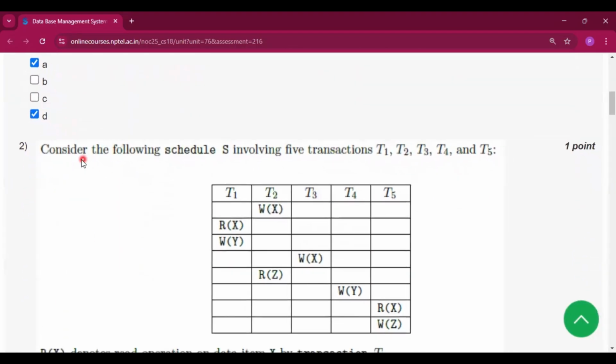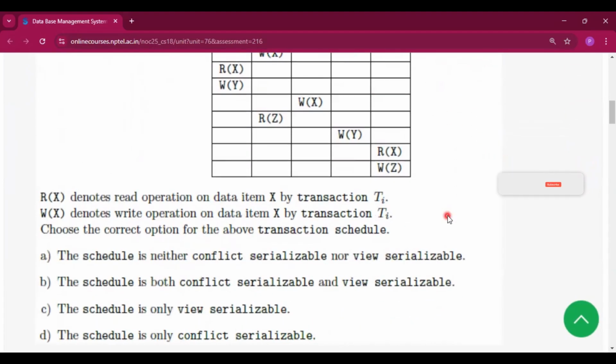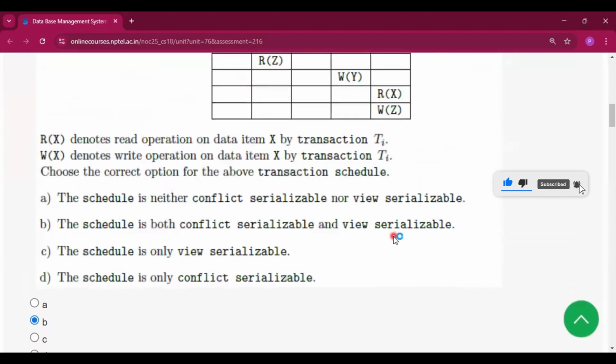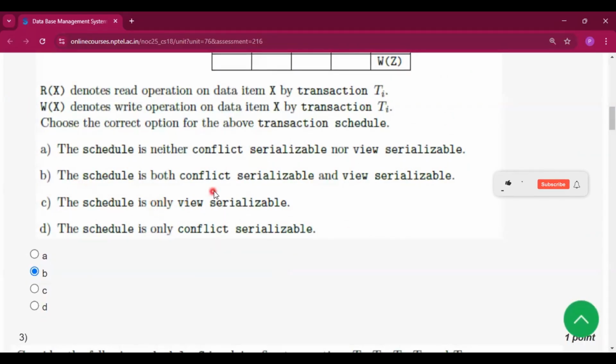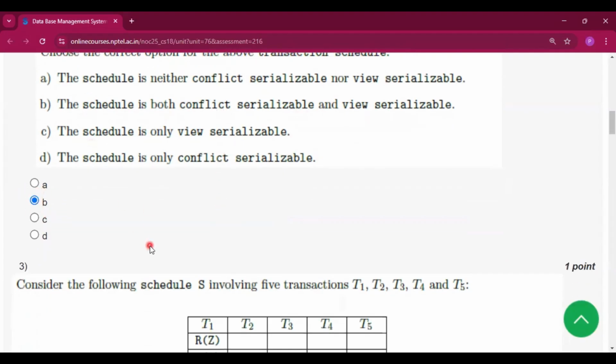Now for question number 2, consider the following schedule S involving 5 transactions. So these are the 5 transactions from T1 to T5. For doing this question, we have to draw the precedence graph. After drawing the precedence graph, we can see that the schedule is both conflict serializable and view serializable, because if a schedule is conflict serializable, then it is also view serializable. Now option B will be the answer of question number 2.